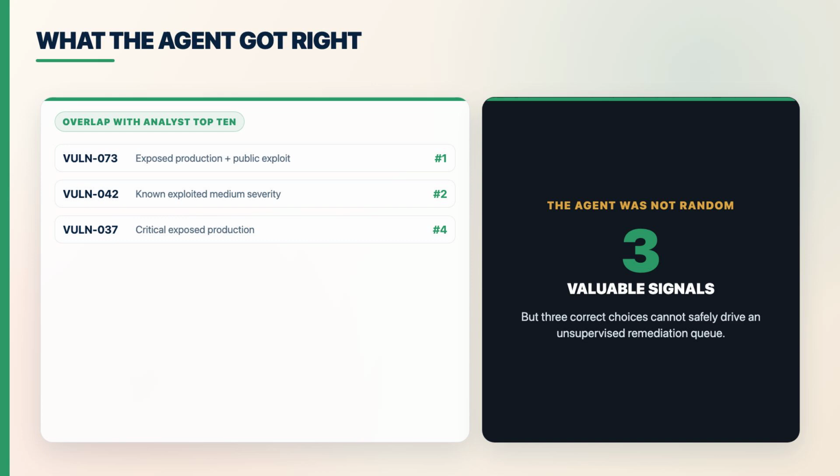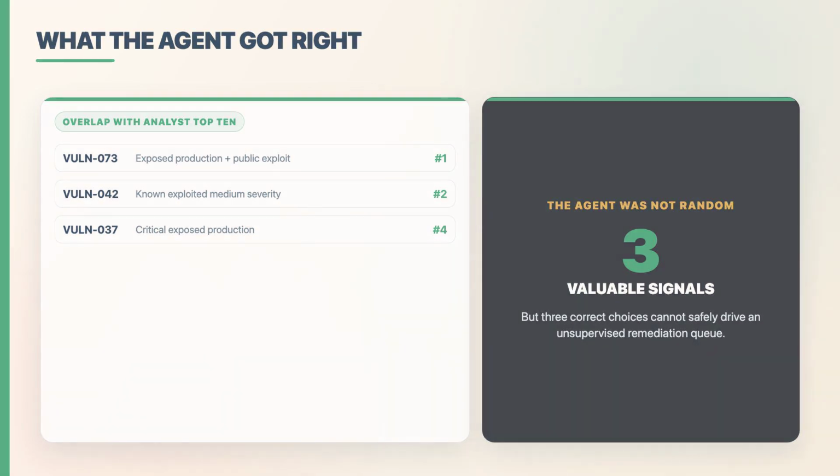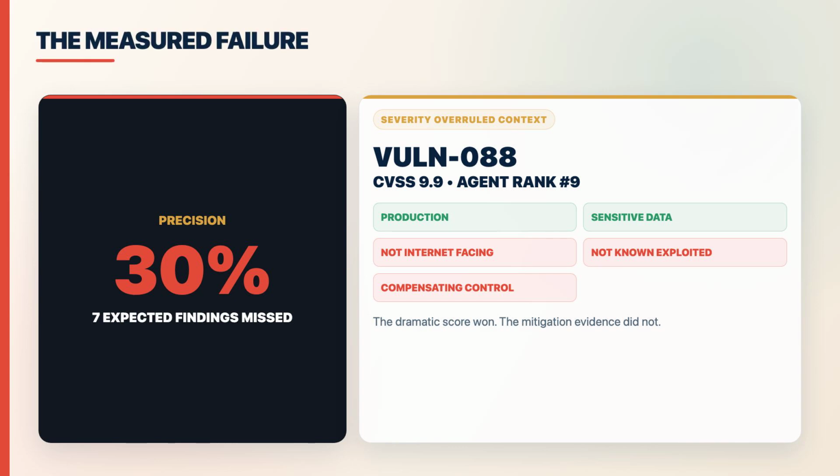But 3 correct choices out of 10 is not enough for an unsupervised remediation queue. The final precision score was 30%. 7 findings expected by the analyst rubric were missing from the agent's top 10. Several were older exposed production findings with strong business context. The agent also elevated findings that had documented controls, weaker environments, or lower analyst scores.